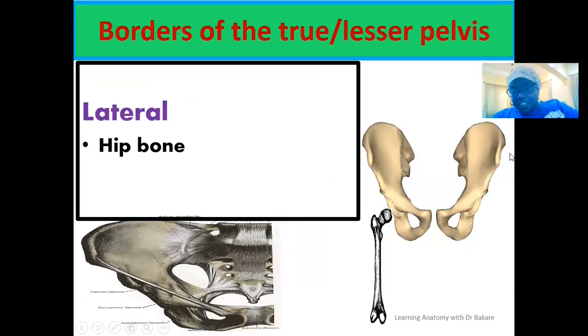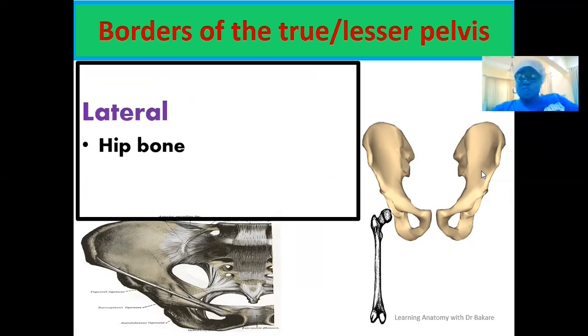This is the configuration of the hip bone here. We have two, one on the right and one on the left. And we know that structurally, the hip bone is made up of three subunits. We have the ilium, arrowed here at the upper part. At the anterior part, we have the pubis, and at the inferior part here, behind, we have the ischium.